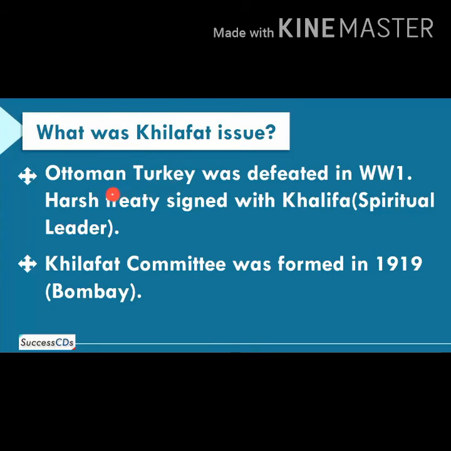With the defeat of Ottoman Turkey, a harsh treaty was signed. The First World War ended with this treaty. To defend the Islamic world of the Ottoman Empire, the Khilafat Committee was formed in Bombay in March 1919. There were rumors that a harsh peace treaty was going to be imposed on the Ottoman emperor, the spiritual head of the Islamic world, so to defend the Khalifa's temporal power, the Khilafat Committee was formed in Bombay.